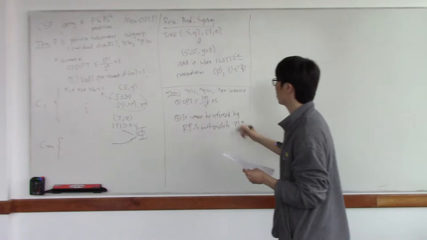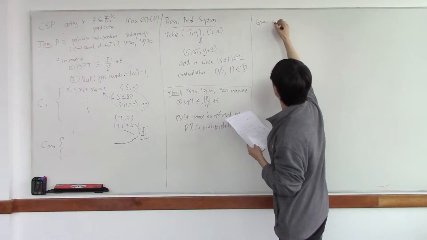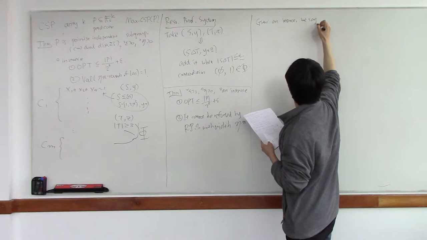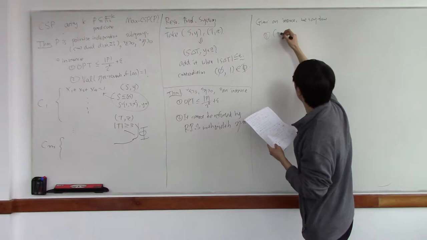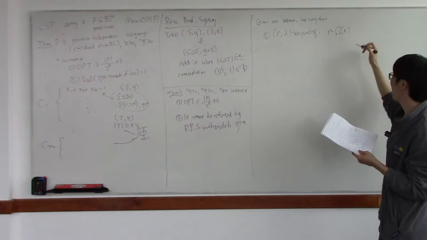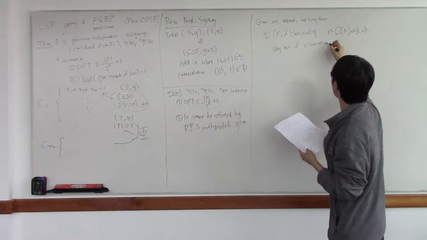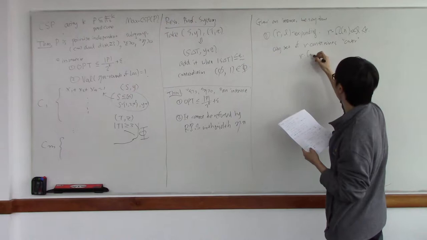So theorem one. Let me introduce some notation that's related to what David said. Given an instance, we say that it is (R, L) expanding. Usually R will be omega of n, R will be linear, and L is some number between 0 and k, when any set of R constraints covers at least R times L variables.